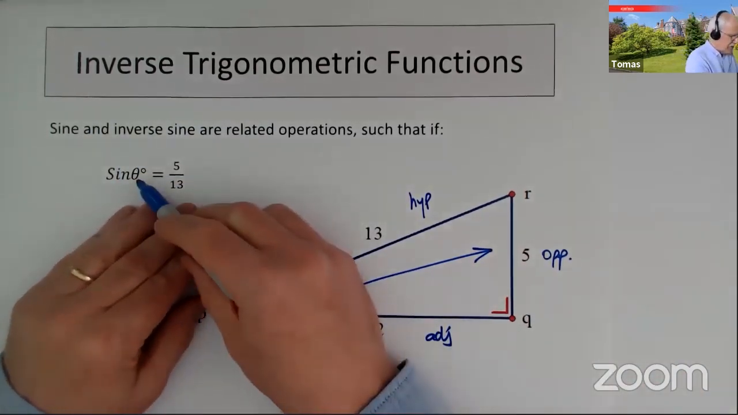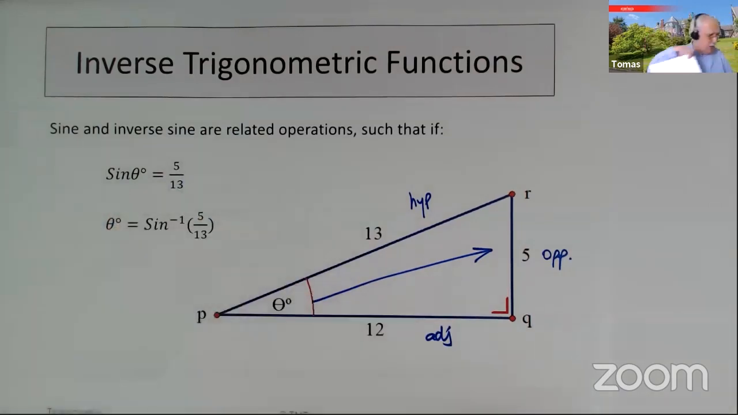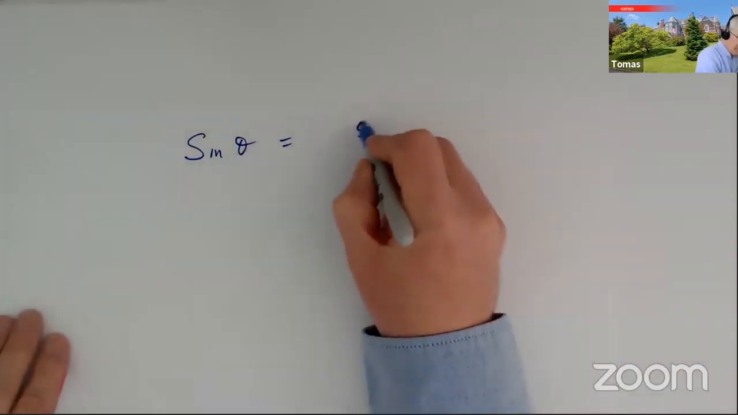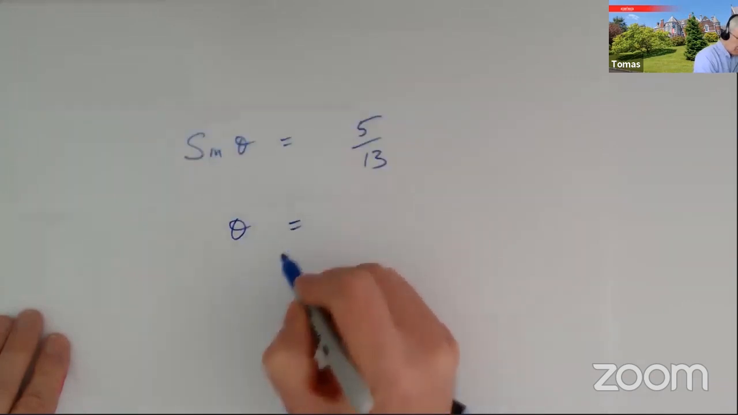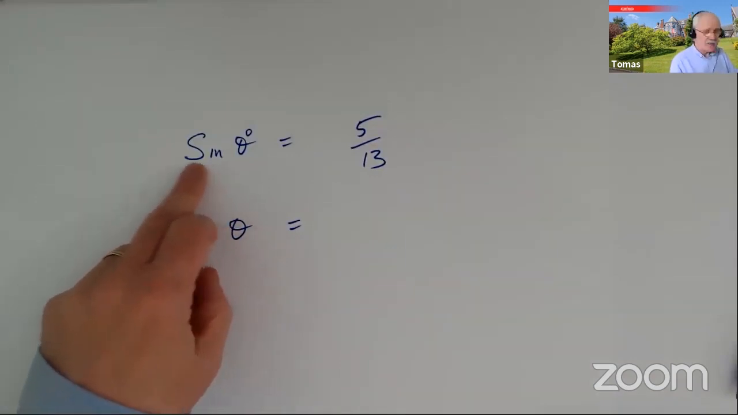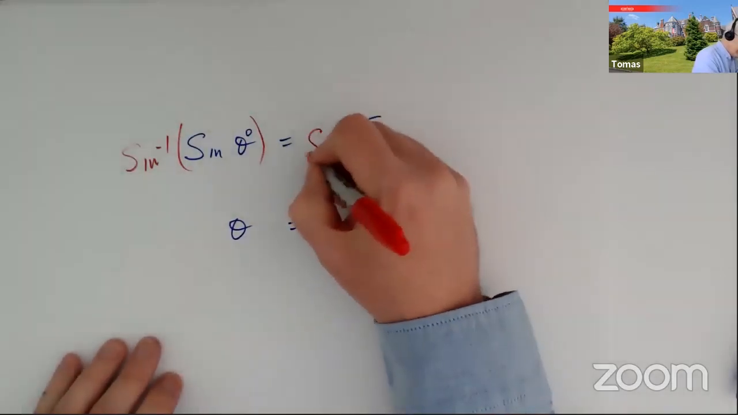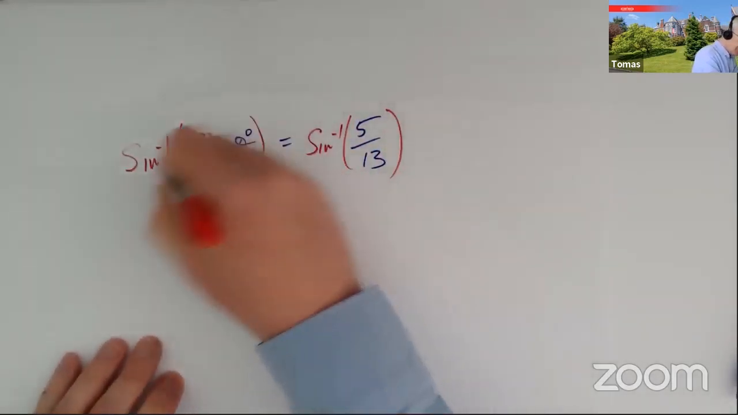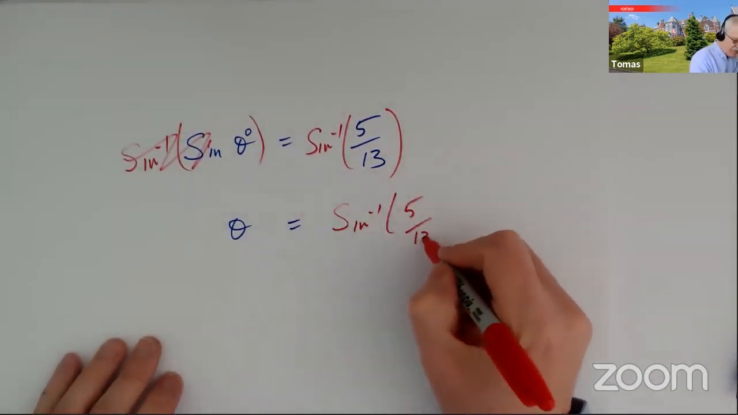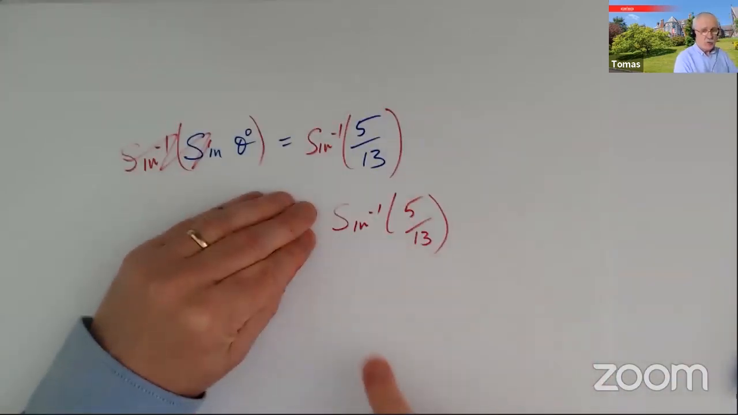How would I find out what theta was if sine theta was 5 over 13? I don't know. I'd much prefer if there was just theta on this side, not sine. But if I put in an inverse sine here and an inverse sine here, they'll cancel. So theta is inverse sine 5 over 13. Now, this still looks tricky, but there's no theta in there.